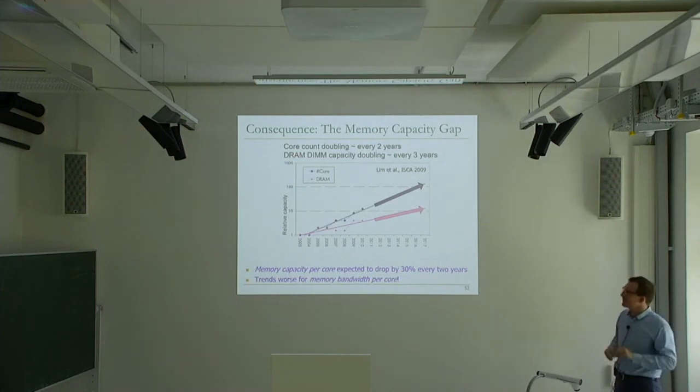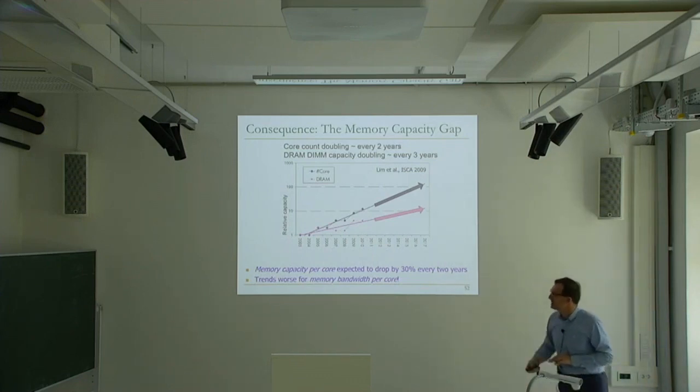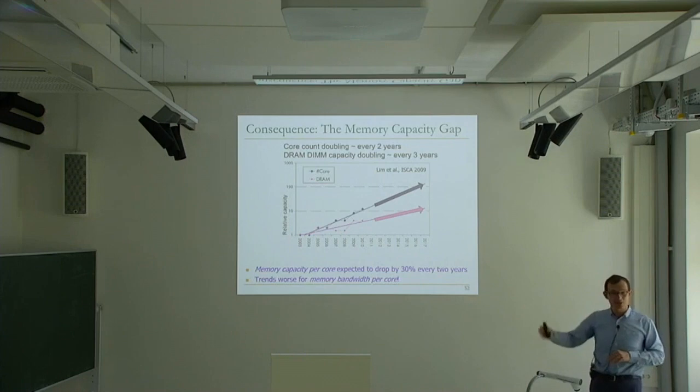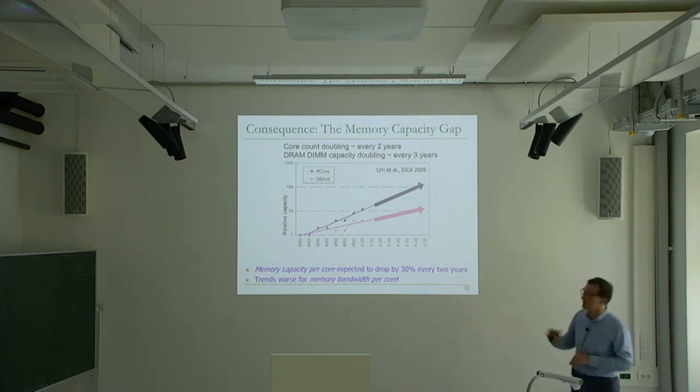Again, take that with a grain of salt. It may change, especially with 3D stacking. I don't take that into account over here. But if core count is doubling and memory bandwidth is increasing 10% per year, then we have a huge problem.